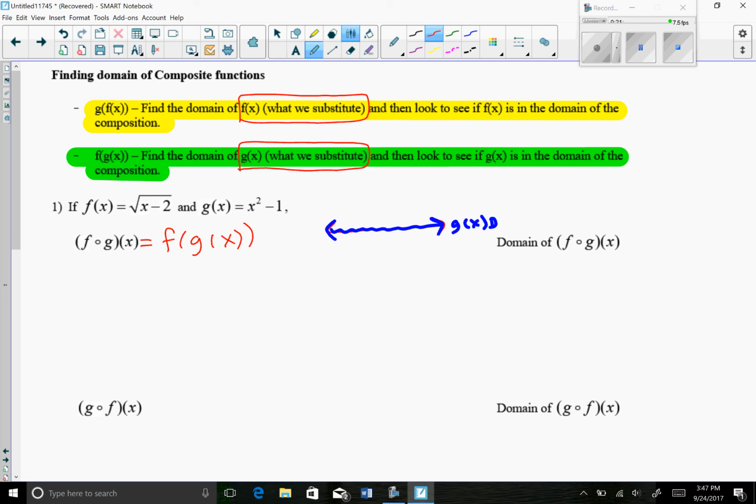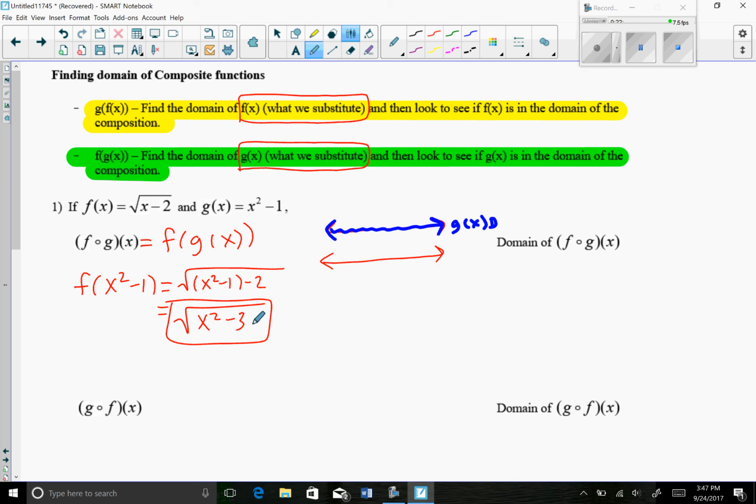The domain. And then the next part, I want to figure out what this is equal to. So I'm taking out g of x, because I know g of x is equal to x squared minus 1, so I'm doing f of x squared minus 1. And that means I plug all that into x for the equation. So root x squared minus 1 minus 2. Then that simplifies into the square root of x squared minus 3. And that doesn't simplify any further, so this is my composition answer.